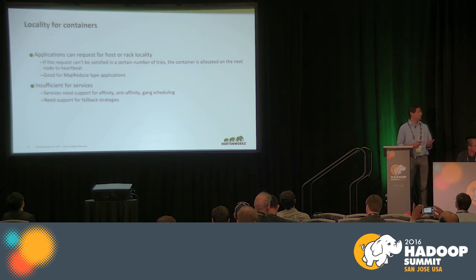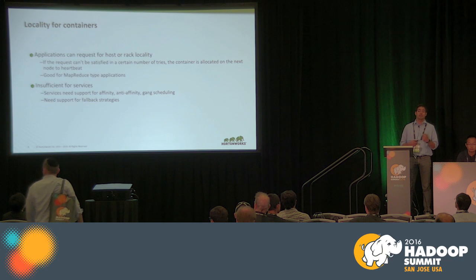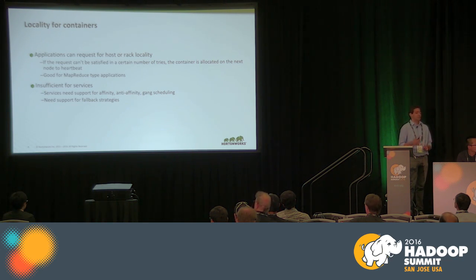Similarly, for something like Zookeeper, you really want to spread out your Zookeeper nodes so that they're not running on the same machine. Something like Storm requires gang scheduling, where you really want to get all the containers at once, but not get them piecemeal one at a time in various places. We also need support for things like fallback strategies.